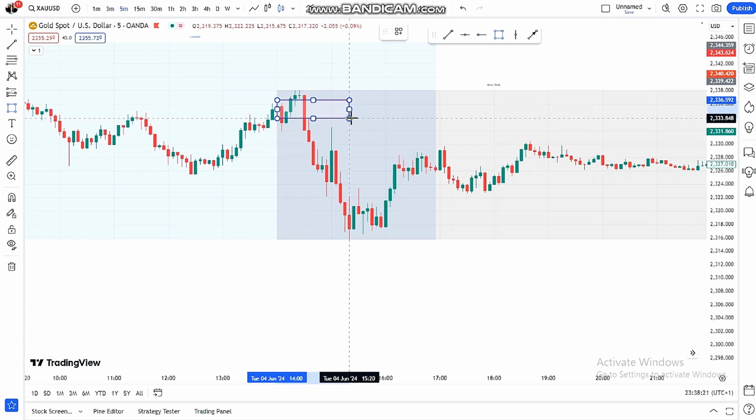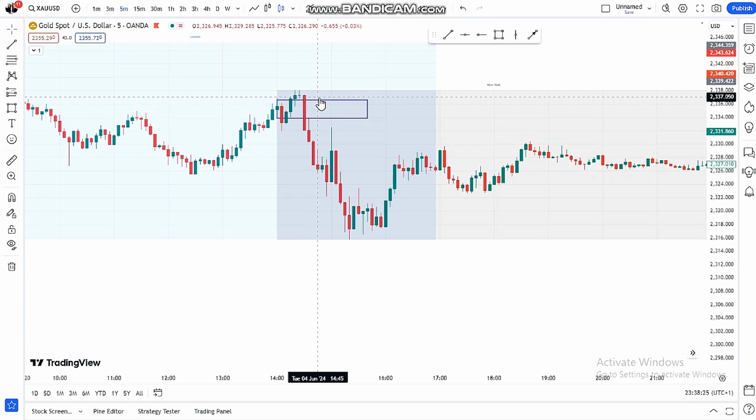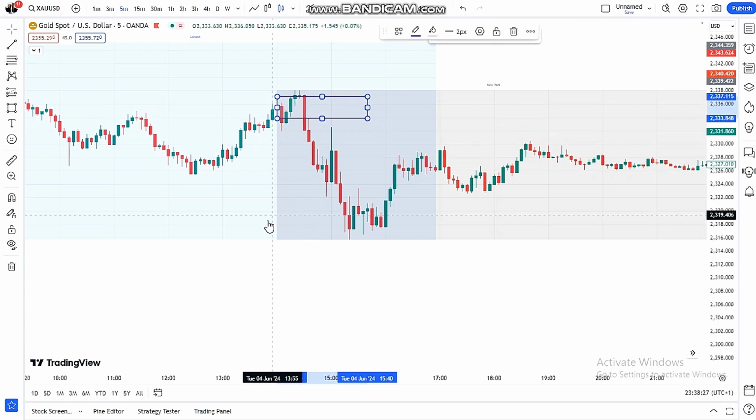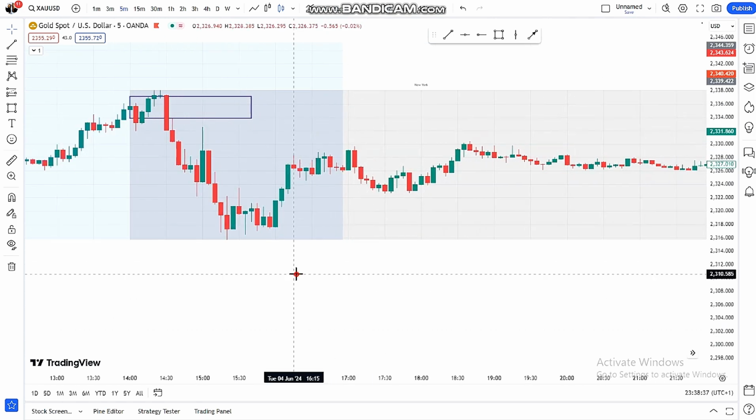You mark this candle. Mark it this way. Simple. And make sure it gets to the wick from the day. Good, this is how it's supposed to be. Now you wait as this candle is going.